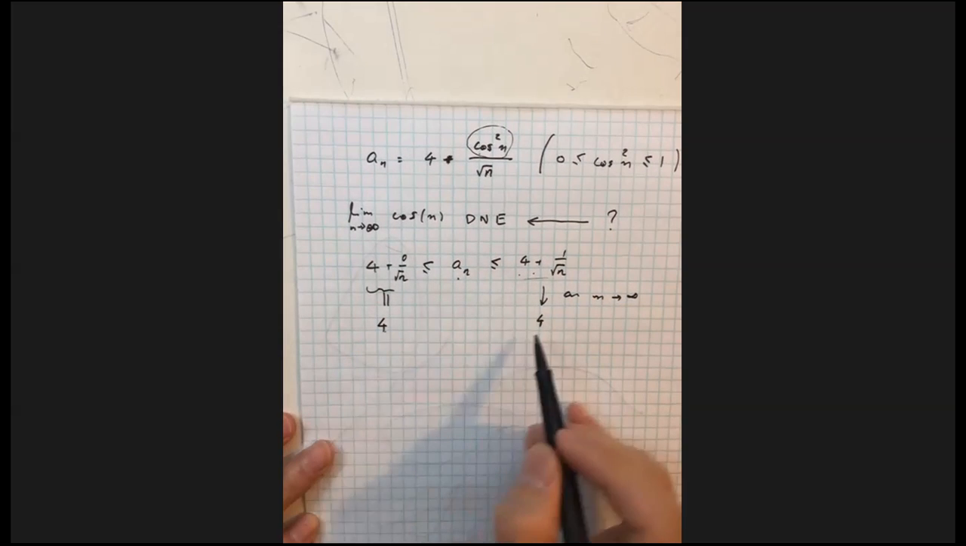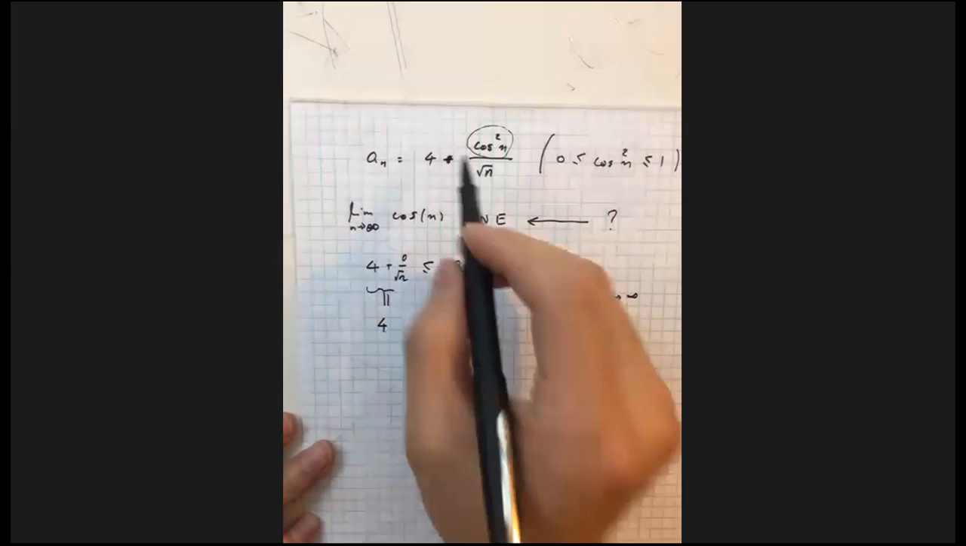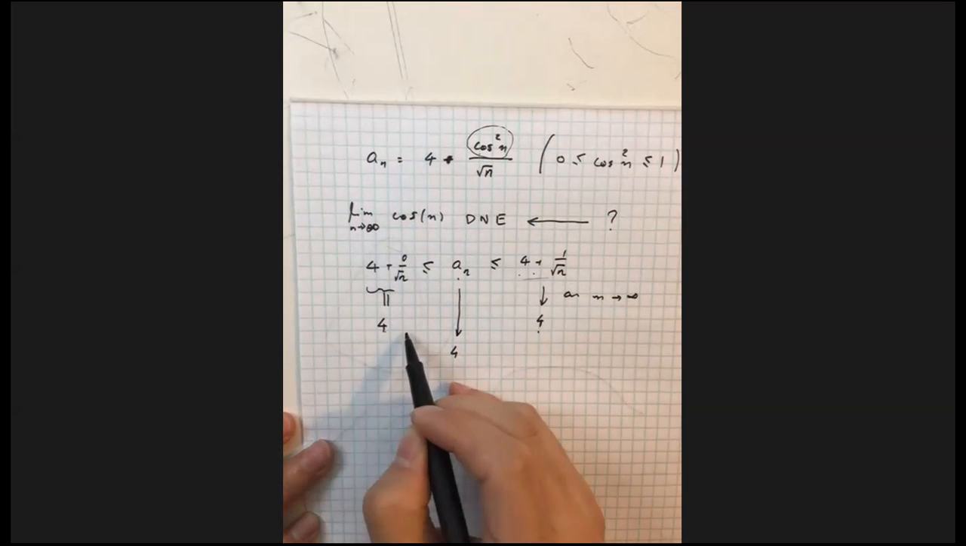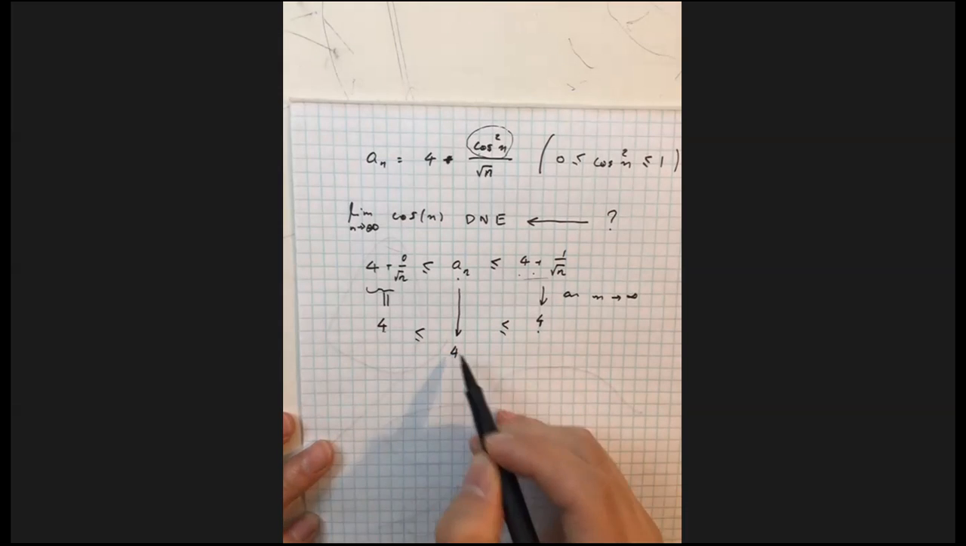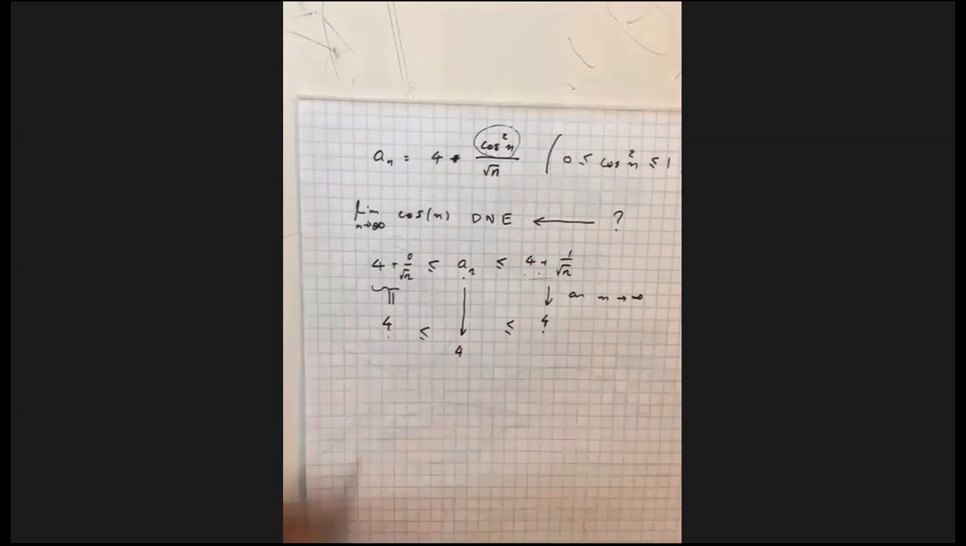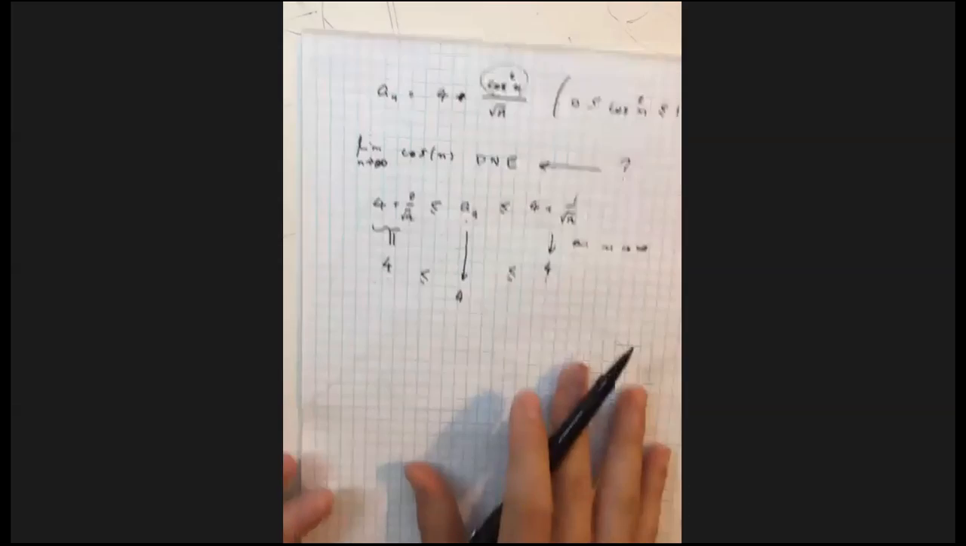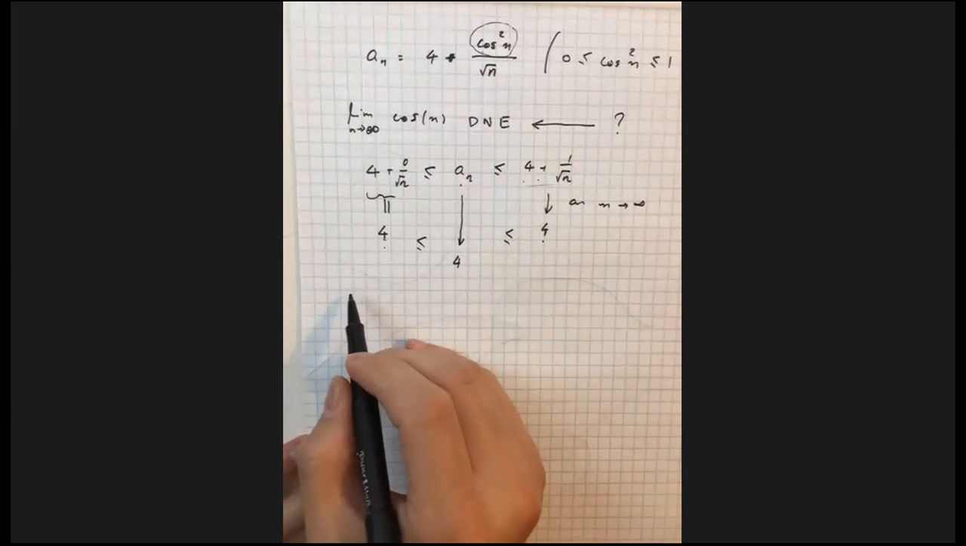And because these two limits are the same, the limit of a_n in the middle has to go to 4 because of this. Right? There's no room to move between 4 and 4. The only number between them is 4 itself. So that's how you squeeze to get your limit. Does this example make sense? Okay. So this is about the squeezing theorem.